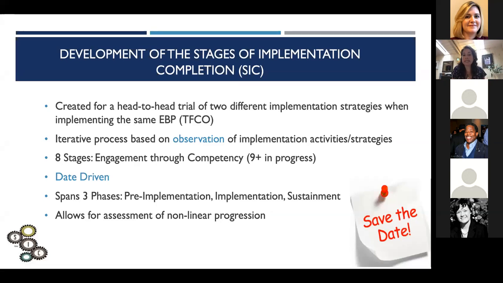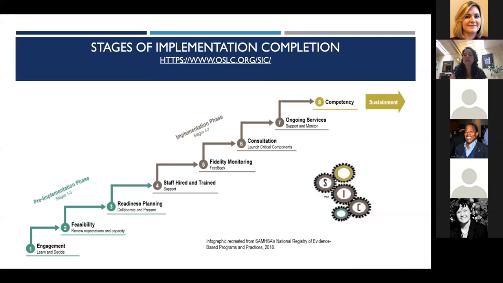But the SIC itself is a date-driven measure. So we want to know the date in which different implementation activities were completed across 3 different phases of implementation. And those phases are pre-implementation, implementation, and sustainment. So this is, in the end, what those 8 stages look like. So we have 3 stages in pre-implementation: engagement, feasibility, and readiness planning. We have these 4 stages in the implementation phase.